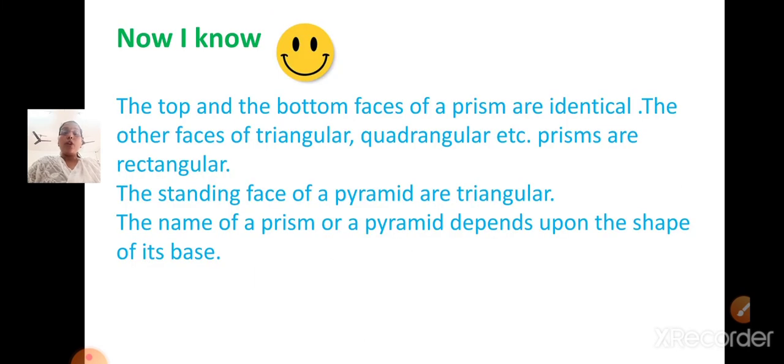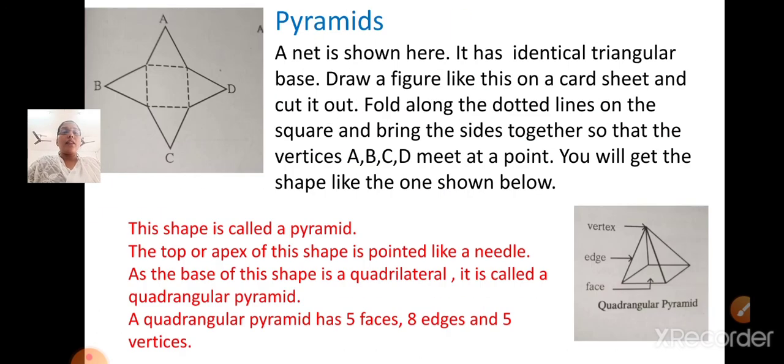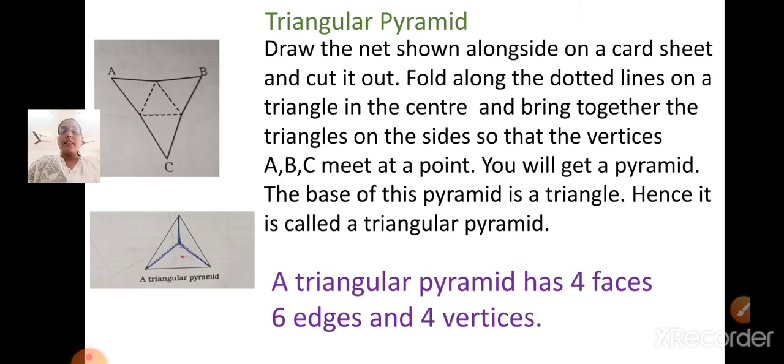Now what you have learned today, now I know. What do you all know? The top and the bottom faces of a prism are identical. They both are the same. The other faces of triangular, quadrangular, etc. prisms are rectangular. The other faces are rectangular, but the top and the bottom faces are the same. The standing faces of a pyramid are triangular. And how can you name a prism or a pyramid? It depends upon the shape. As it has a quadrilateral shape as its base, it is a quadrangular pyramid. As this had a triangle shape, it is a triangular pyramid.